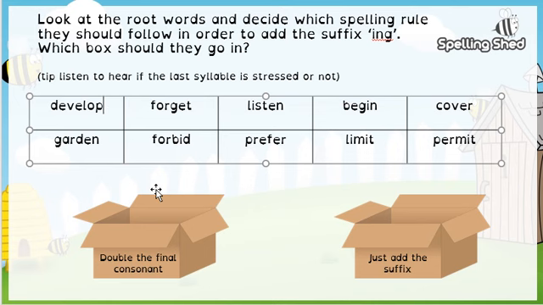So I just have developing. However, for forget, we know the get is my stressed syllable at the end because I go up, forget, and therefore I'd have to add another T and add the suffix ing at the end. So I'd be putting forgetting with two T's into this box. Try and do the rest and then we'll go through the answers.